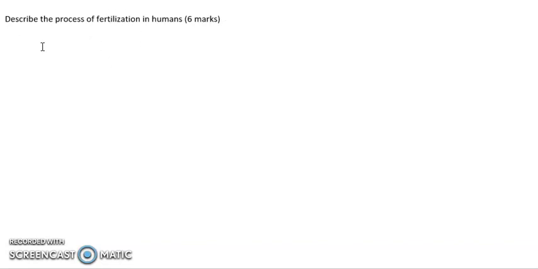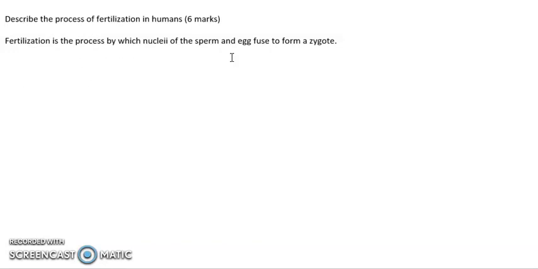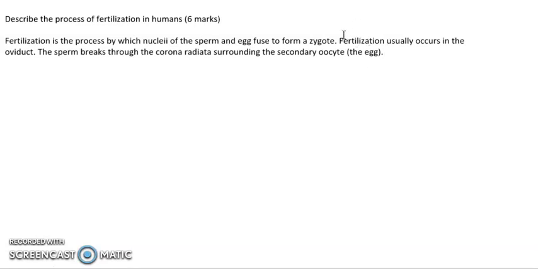We're going to be considering the part where the sperm is near the egg in the oviduct and can actually penetrate the layers and eventually release its genetic information into the cytoplasm of the egg. So let's get started. I would first start by mentioning what fertilization is, providing a general definition that's acceptable in IB biology. So I'd say fertilization is the process by which nuclei of the sperm and egg fuse to form a zygote. Next, I would talk about where fertilization occurs, because this is probably going to be a mark point. Fertilization usually occurs in the oviduct.